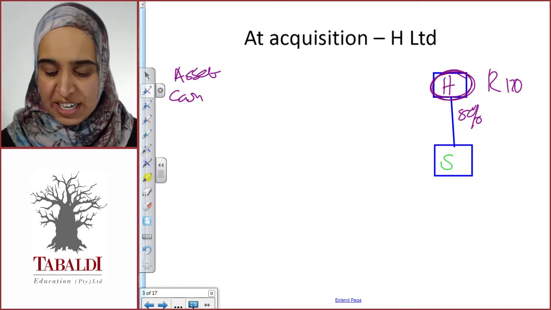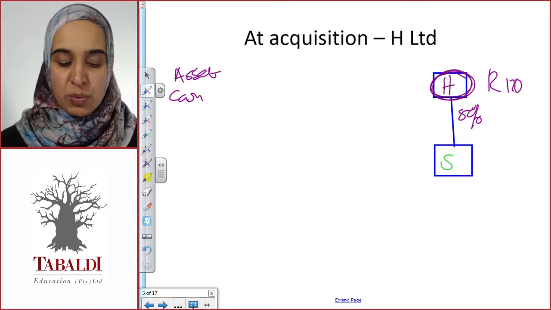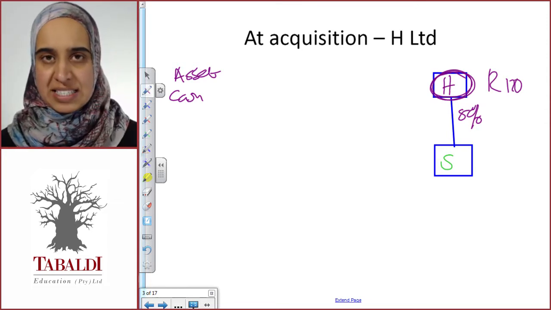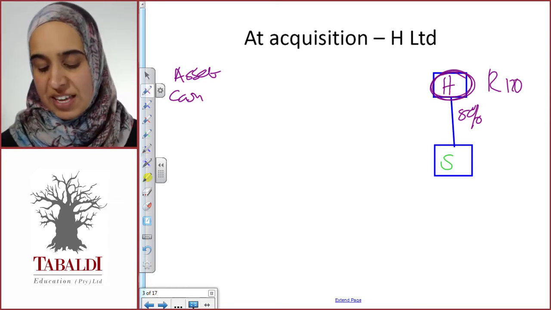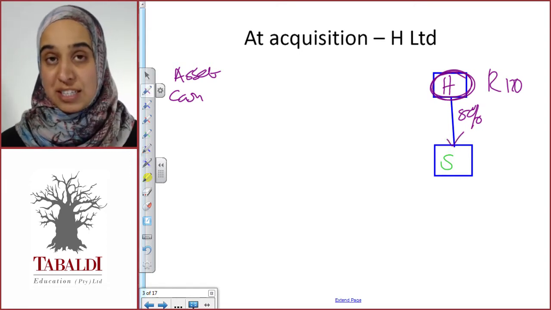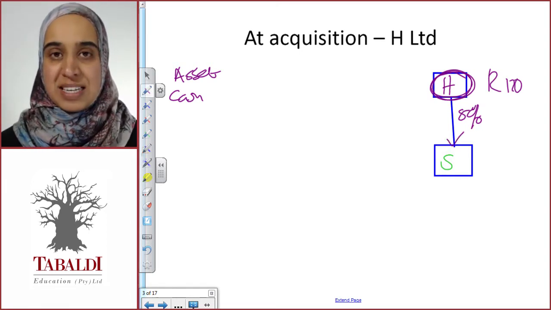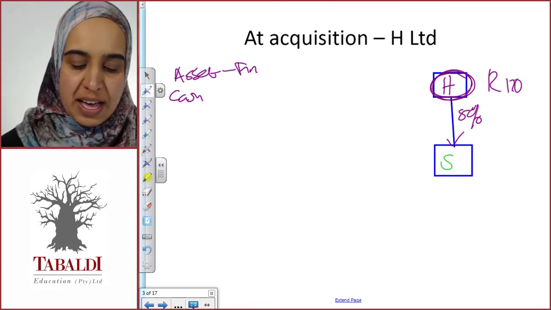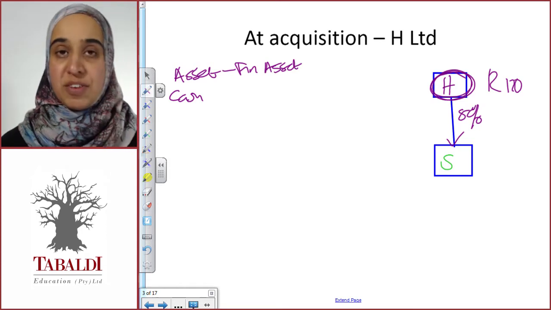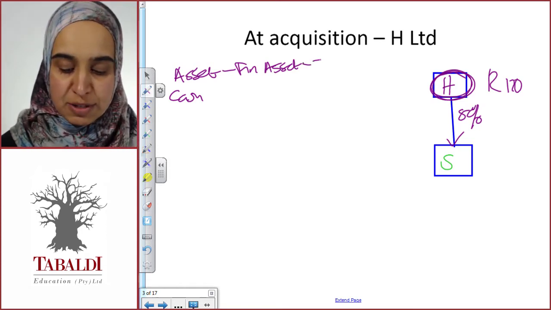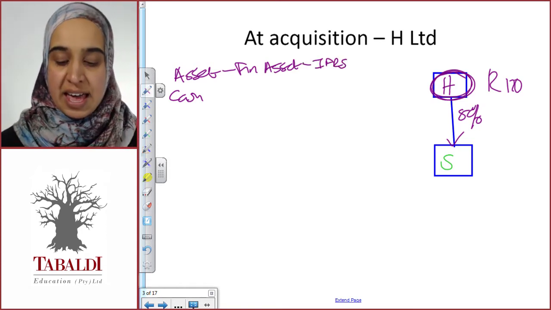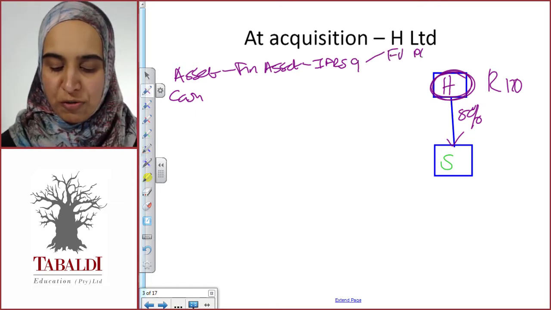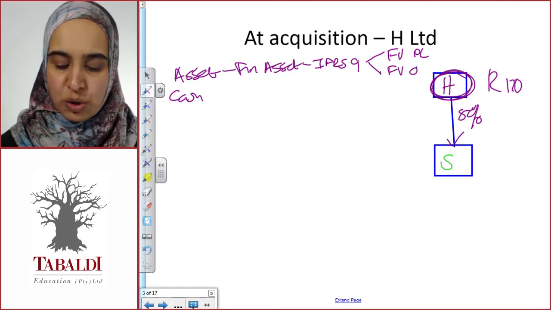If we're looking at H's financial statements in terms of IFRS, when we're identifying which standard to use to account for this asset, we need to see what type of asset it is. Because this is an investment in shares, the investment in the equity instruments of another company, it is seen to be a financial asset. Now, in terms of IFRS, financial assets we record in terms of IFRS 9, and we have two options. We can either account for them at fair value through profit or loss, or at fair value through other comprehensive income.